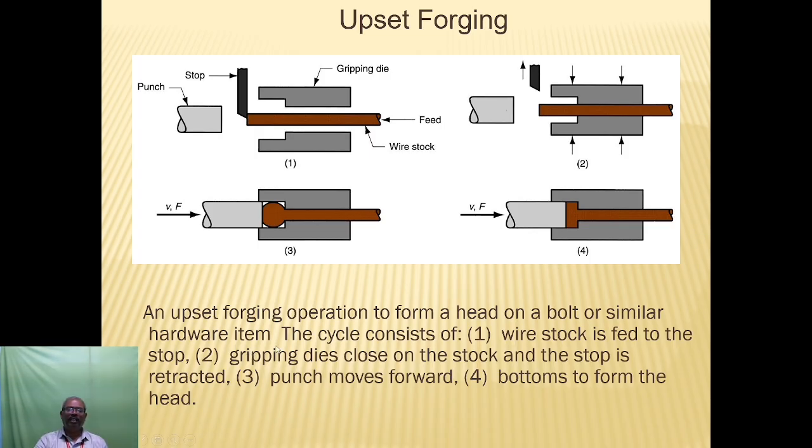Then the second one is gripping dies close on the stock and the stock is retracted. So the workpiece will be kept in between these gripping dies. There is a punch and the punch is moved forward to make the heads. It will give the force on this workpiece, the bottoms, to form the head. So the final output will be like this. The fourth figure.